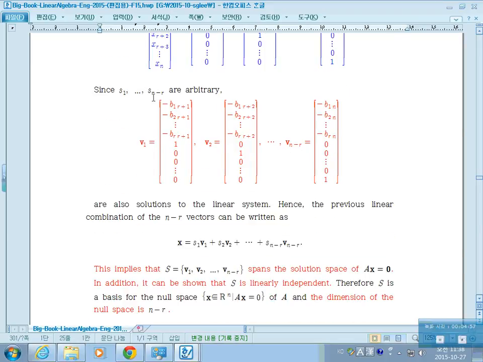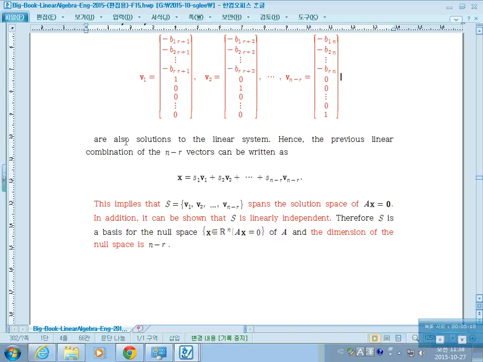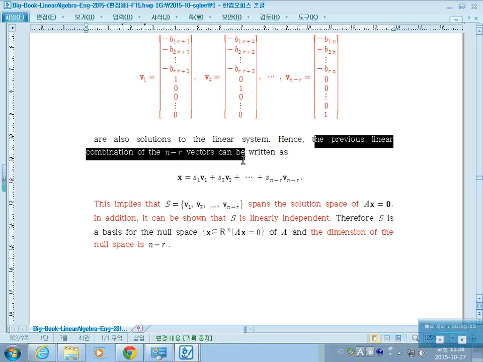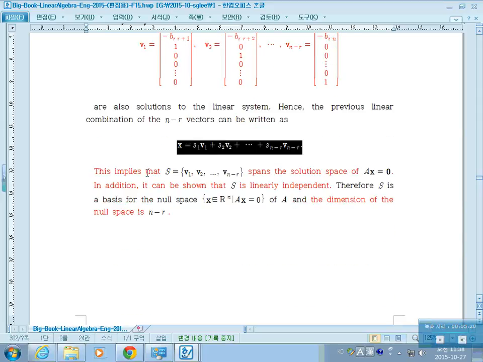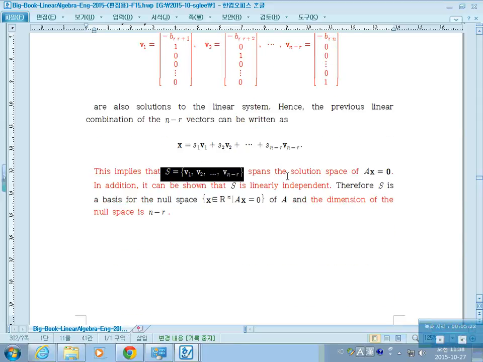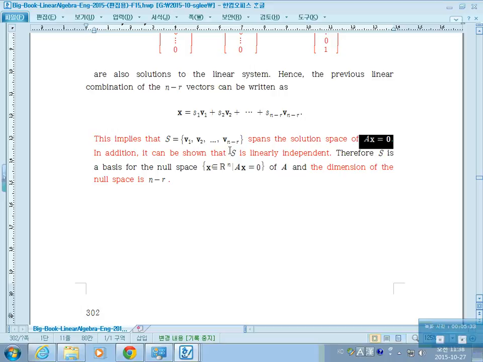Then s1 to s n minus r are arbitrarily chosen. So v1, v2, up to v n minus r can be written in this way, and these are solutions to the linear system. Hence, the previous linear combination can be written as a linear combination of these vectors. So S spans the solution space of Ax equals 0, because all the solutions are linear combinations of these n minus r vectors.